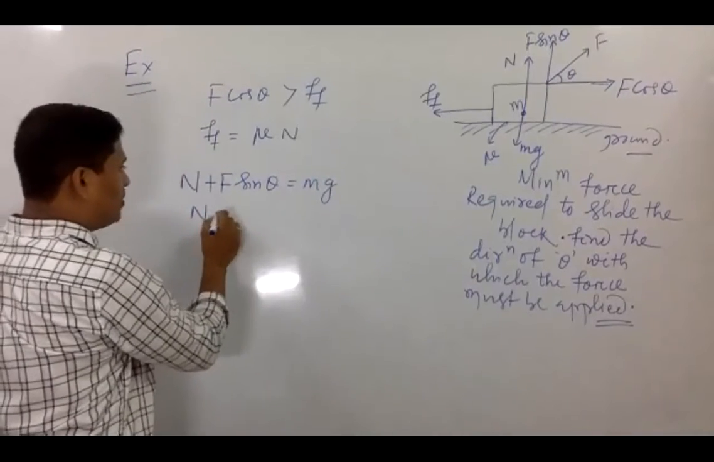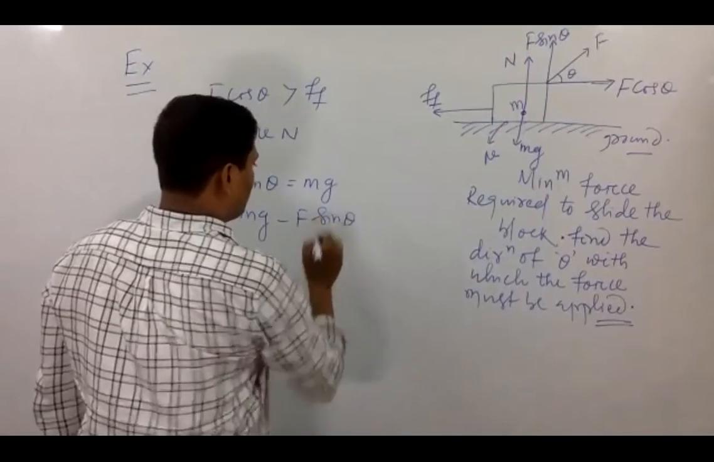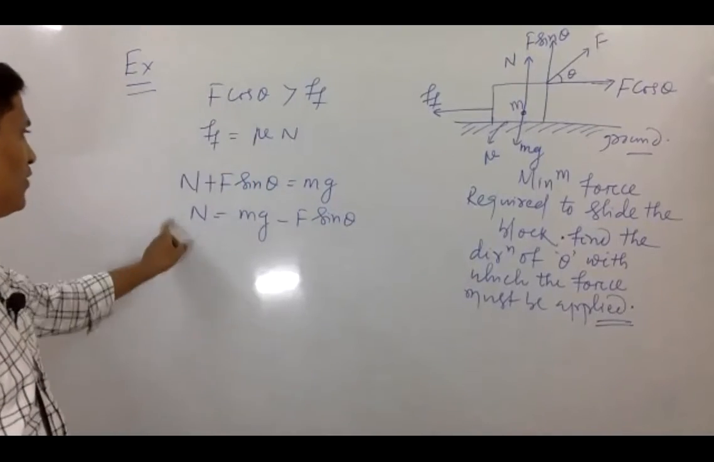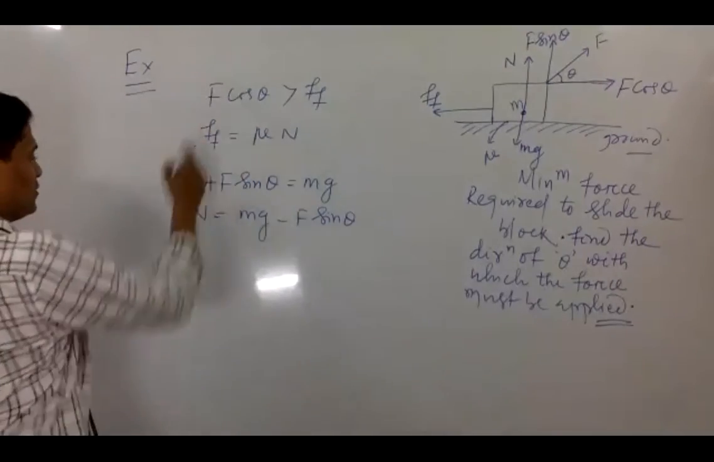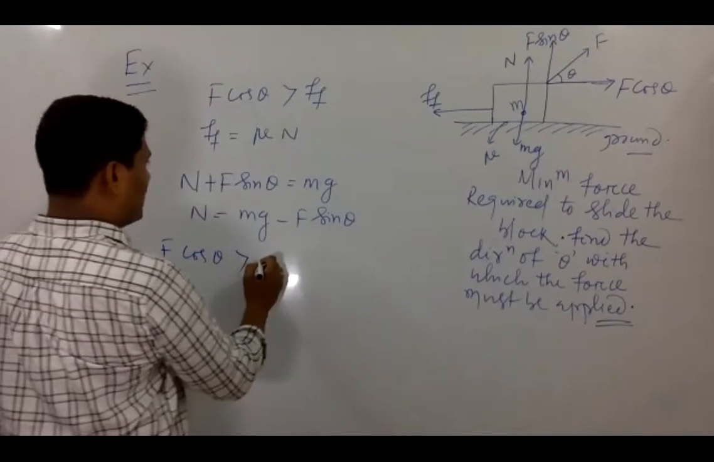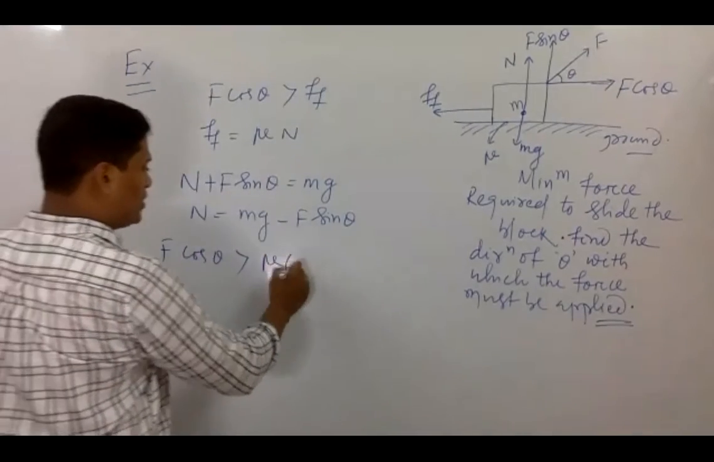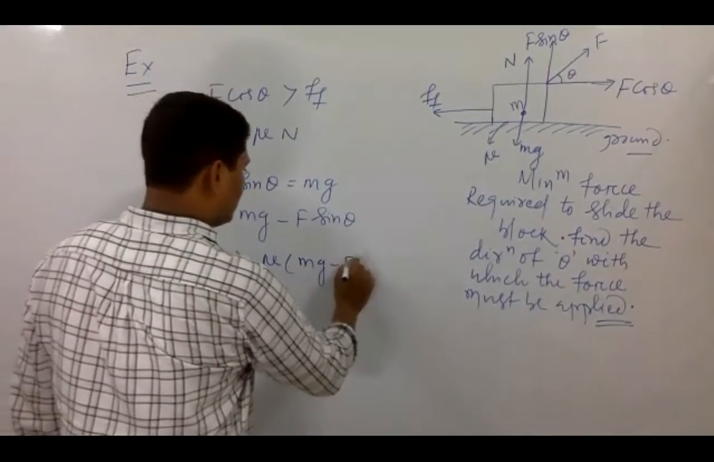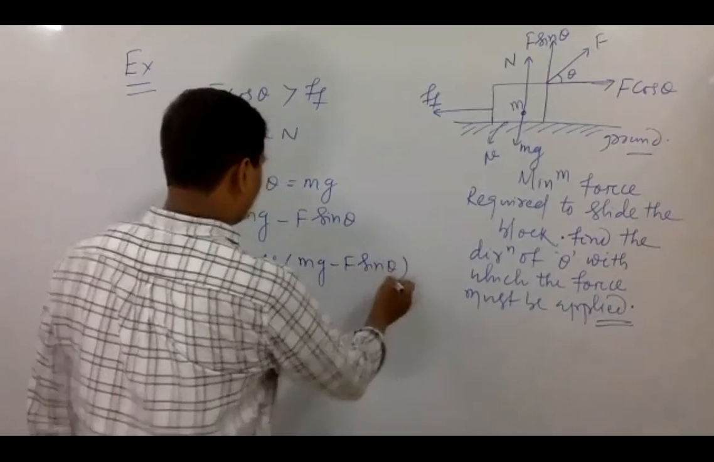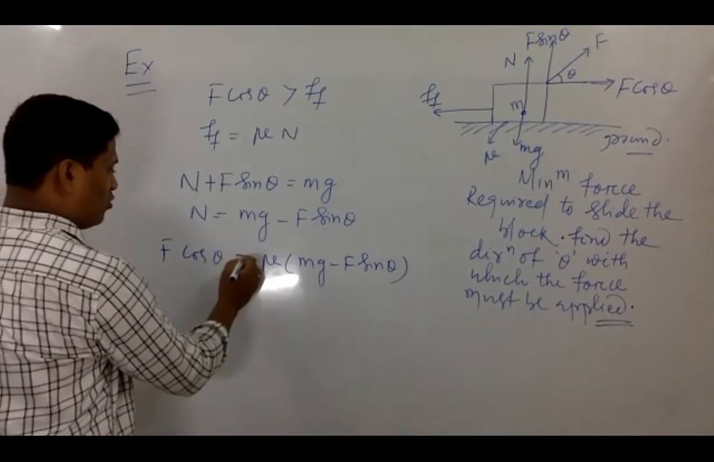And N is equal to how much? Mg minus F sin theta, right? So we got the value of N, we can put it here. So the condition will be how much? F cos theta should be greater than or equal to mu N. N is equal to how much, students? Mg minus F sin theta, right? So F cos theta should be greater than or equal to, because I am making a condition, I can also write it as greater than or equal to.